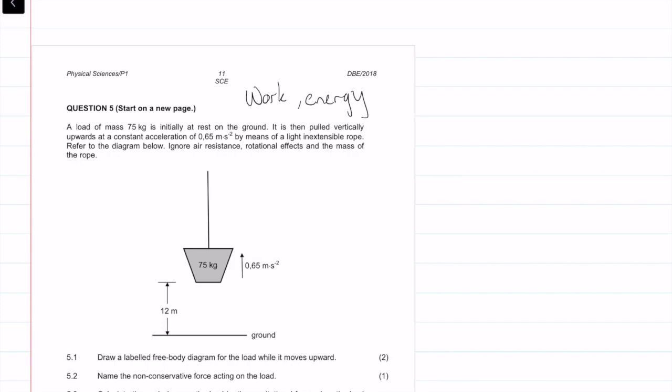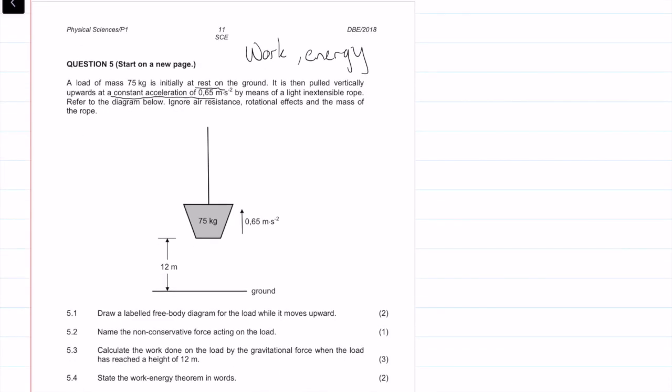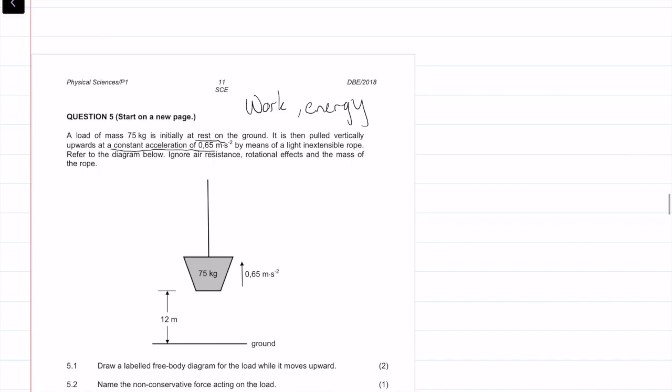A load of 75 kilograms is initially at rest on the ground. It is then pulled vertically upwards at a constant acceleration of that amount by means of a light rope. Refer to the diagram, ignore air resistance, rotation, and the mass of the rope. So we know the displacement and everything. Okay, so question 5.1.